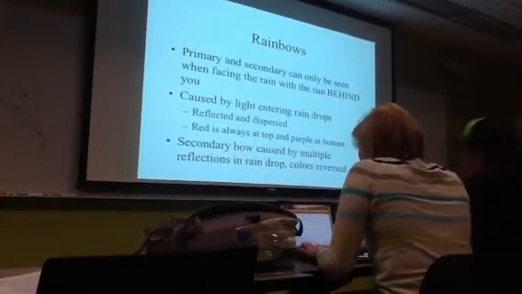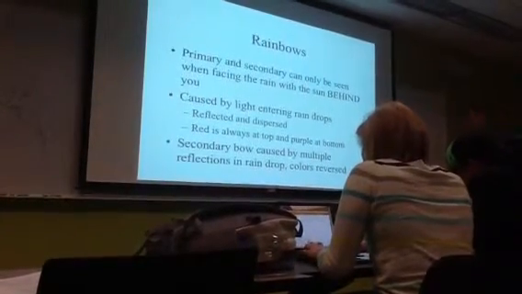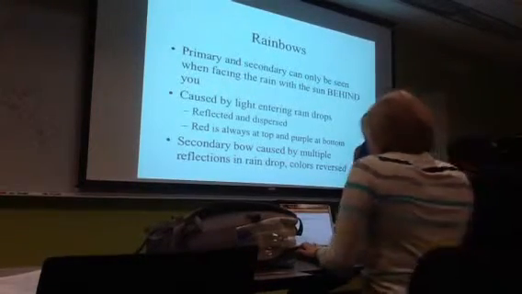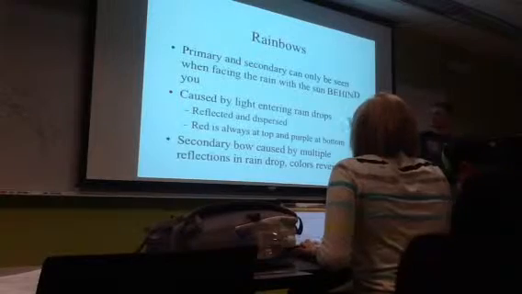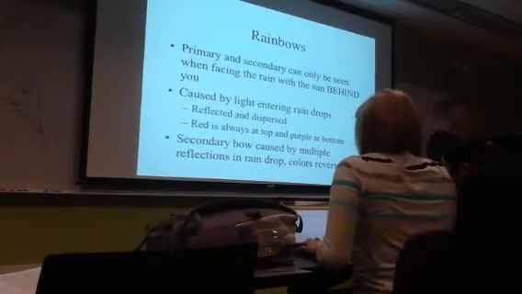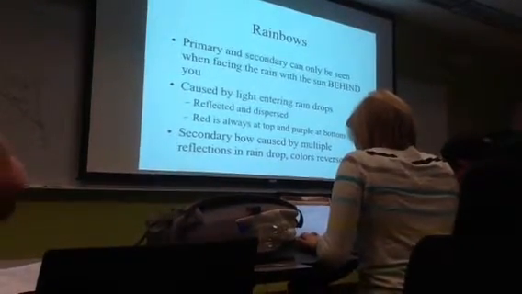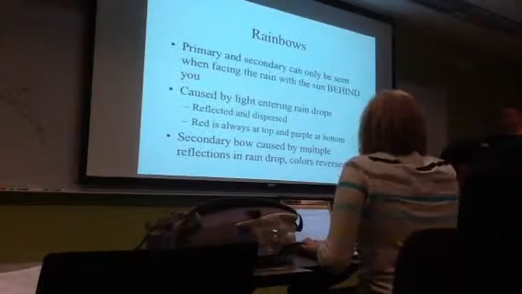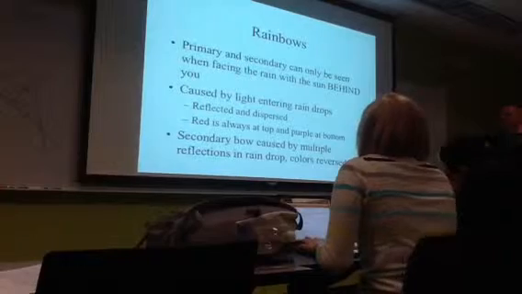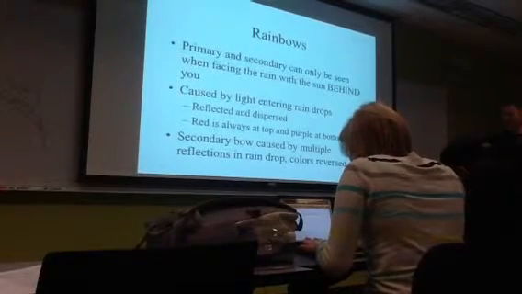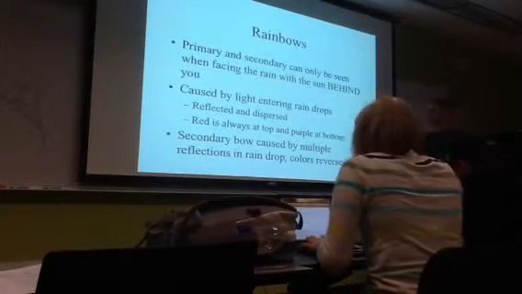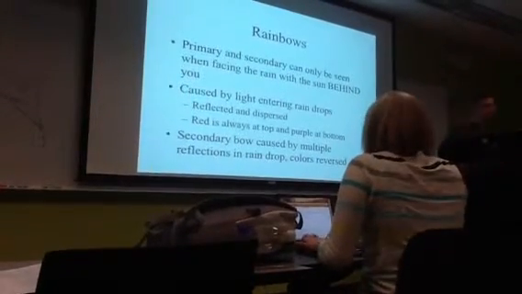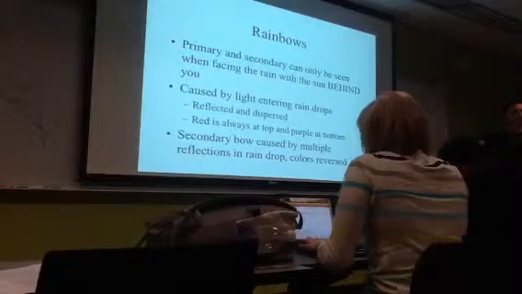Rainbows: know that the primary and secondary can only be seen when facing the storm with the sun behind you. That's the key, the sun must be behind you. Another good trick question. Make sure you know how they're formed. Make sure you know that in the secondary bow, the colors are reversed from the primary bow. If there were a triple rainbow, where would you see it?